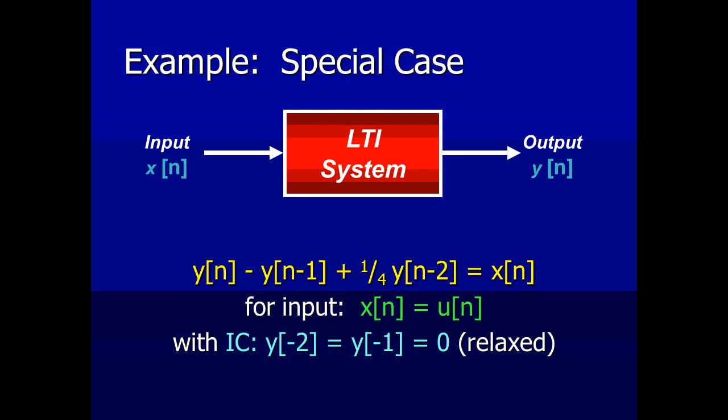We're going to need 2 initial conditions, and so we're given y of minus 1 is the same as y of minus 2 equals 0. That means I have a special kind of system. This happens to be a relaxed system. There's nothing left over from before. It's nice and quiet. It's stable. I'm going to sneak up on it and give it a unit step, see how it responds. But it was relaxed to start with.